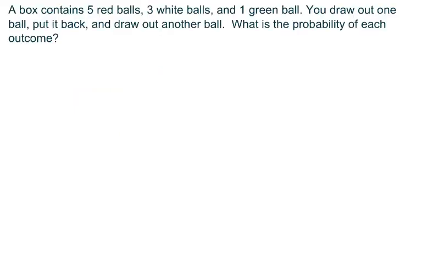So let's get started. A box contains 5 red balls, 3 white balls, and 1 green ball. You draw out 1 ball, put it back, and draw out another ball. What is the probability of each outcome? As we work this problem, we're going to assume that at any given time, any one ball in the box is equally likely to be drawn as any other ball.